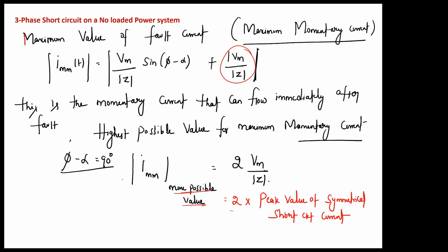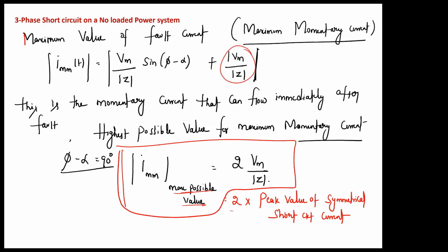So if I design my circuit breaker so that it can withstand this value, then it can withstand any condition. It will never fail. So for designing the circuit breaker, we consider the maximum possible value of maximum momentary current, which is 2 times the peak value of symmetrical short circuit current. If I design the circuit breaker to withstand this value, then it can withstand any fault current. So this is why we calculate this one. Okay.